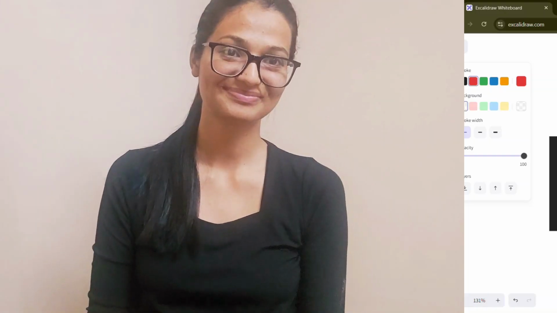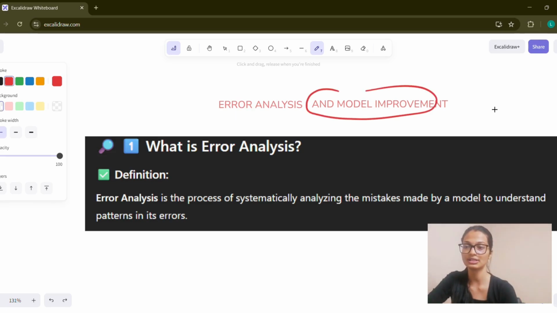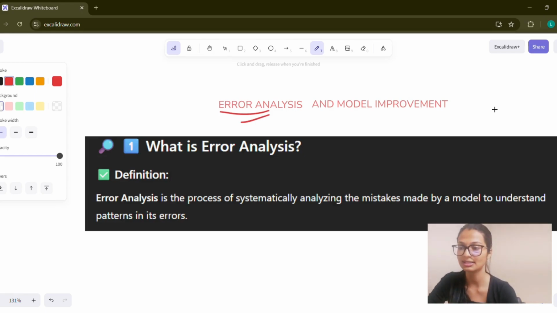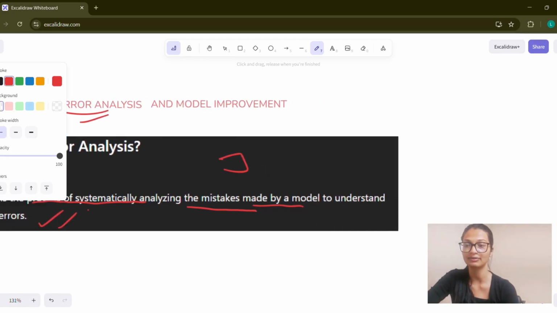Okay, so now let us see what error analysis basically is and how we improve our model. Let us see the definition first. Error analysis is the process of systematically analyzing the mistakes made by the model to understand patterns in its errors. So basically we analyze the patterns in the errors the model has made. Let us see this with the example we discussed yesterday.